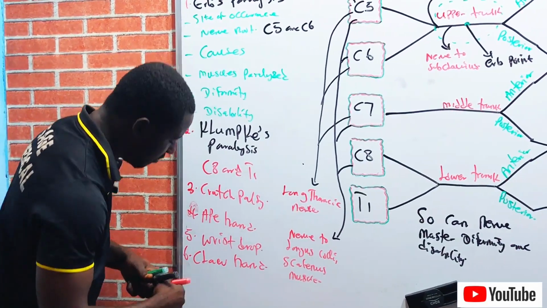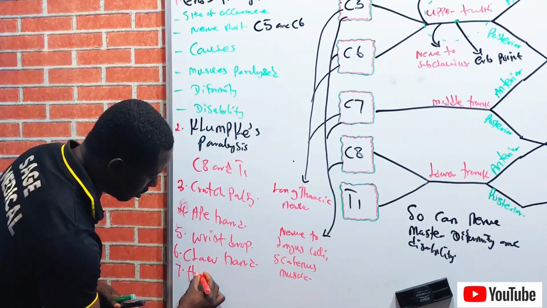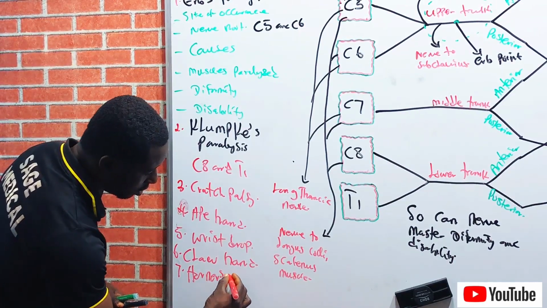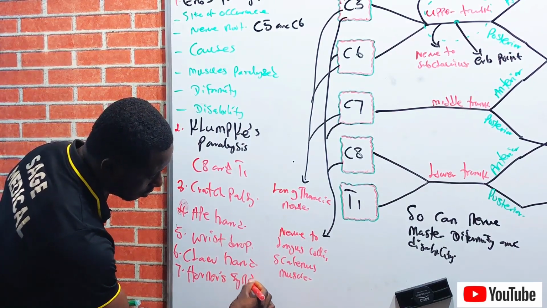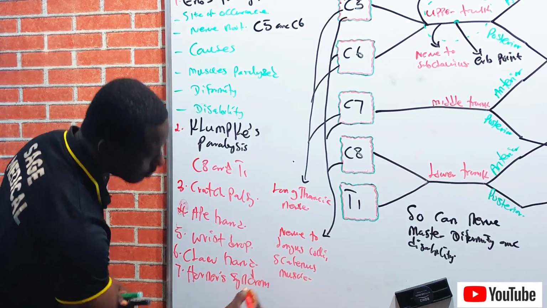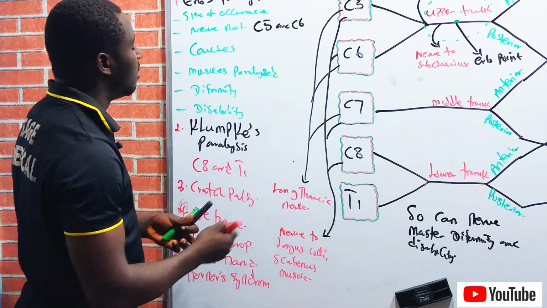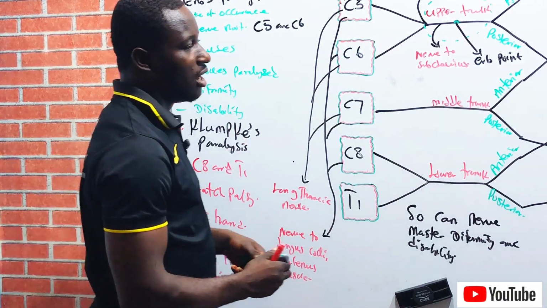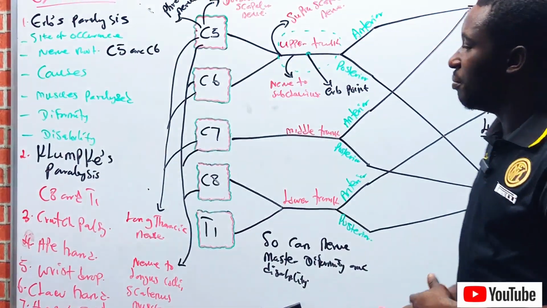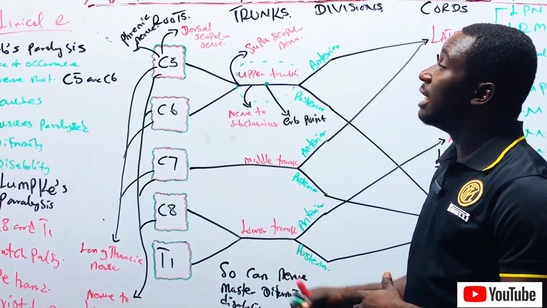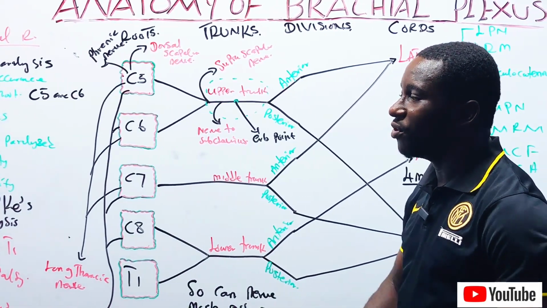Get? We'll have the next one, which is Horner syndrome. So these are the clinical dysfunctions of the brachial plexus. I believe we have done justice to the anatomy of the brachial plexus from the introduction to the clinical relevances.